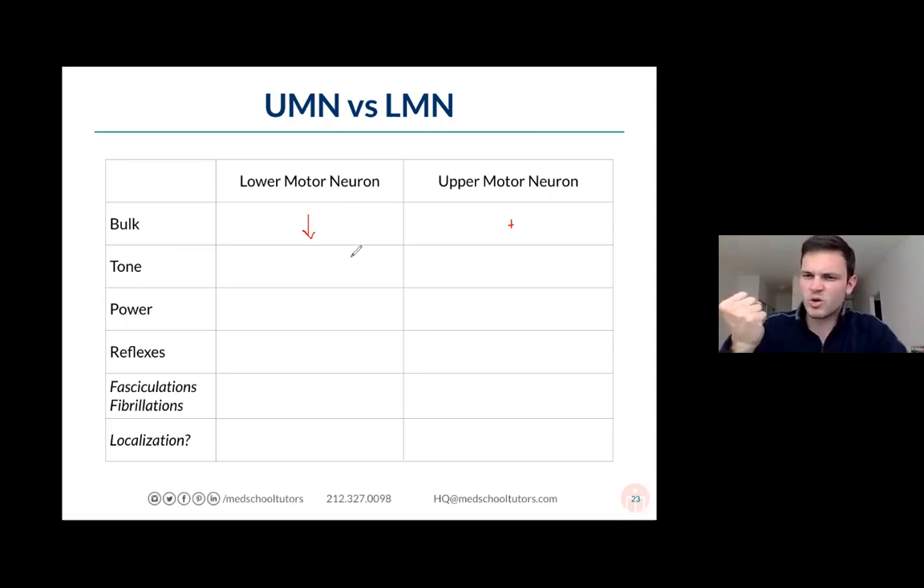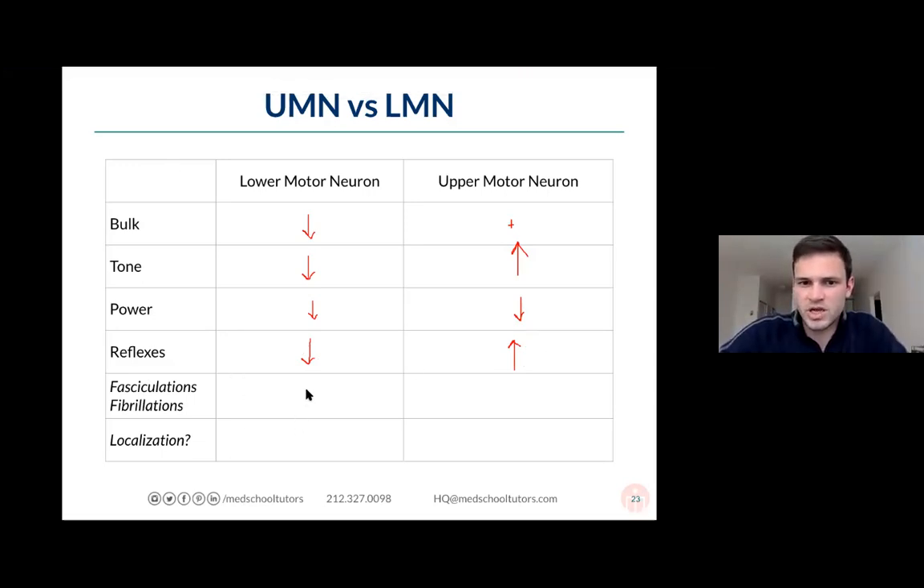The tone, how taut and tight the muscle is, is also going to be down in a lower motor neuron. It's got no input. It's just sitting there. And in an upper motor neuron, remember, the nerve stimulation is going crazy, so the tone is going to be up. The power, how strong it is, is going to be low in both, because either I can't control it from the upper or I can't really execute it with the lower. Reflexes are going to be low in lower, and they're going to be high in uppers.